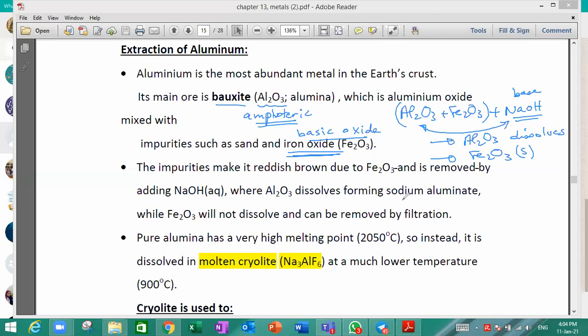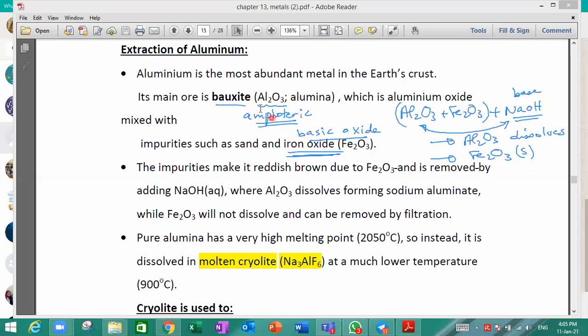So bauxite is mainly aluminium oxide, but it has impurities of sand, as we said, silicon 4 oxide, and the basic oxide, iron oxide. So at the beginning, we want to get rid of this iron oxide, so it does not interfere in our extraction. So we take this bauxite, and we add sodium hydroxide. Then iron oxide will not react with the sodium hydroxide because both are bases. They will not react together, so the iron oxide will be left in the form of a solid.